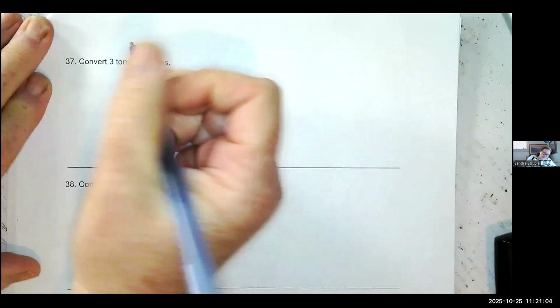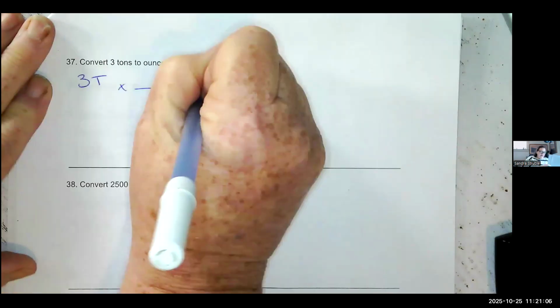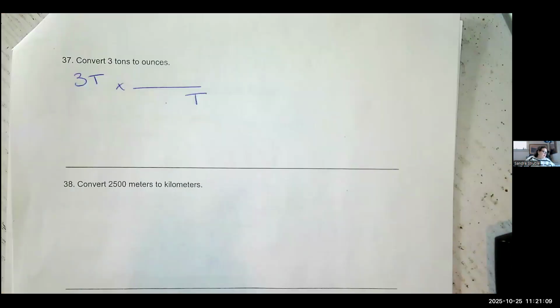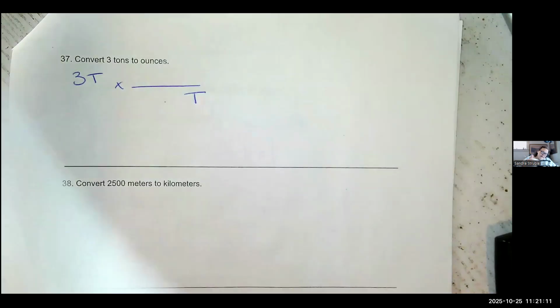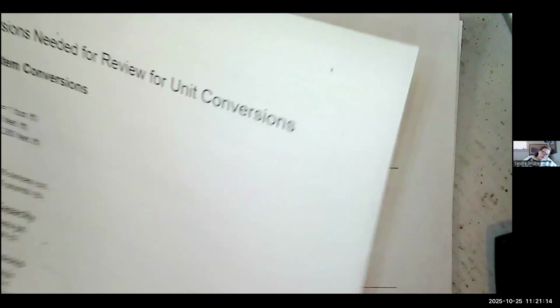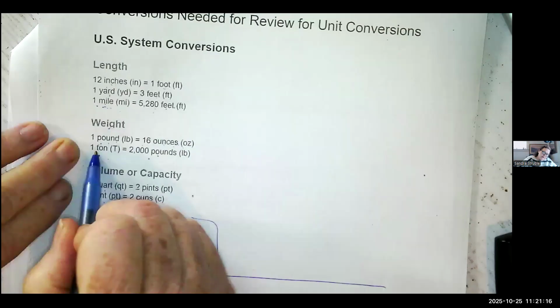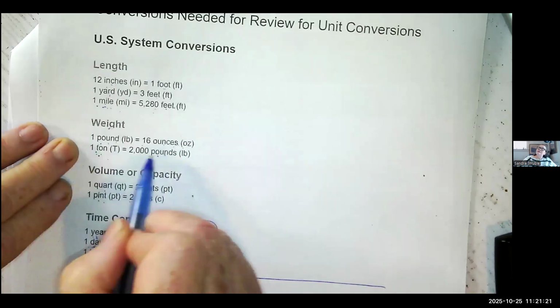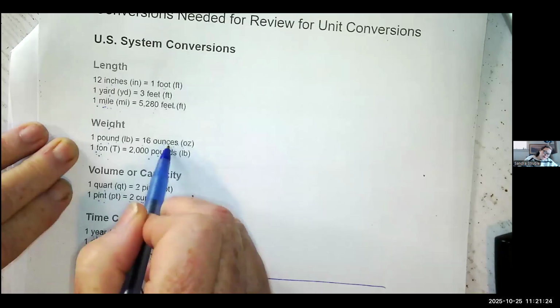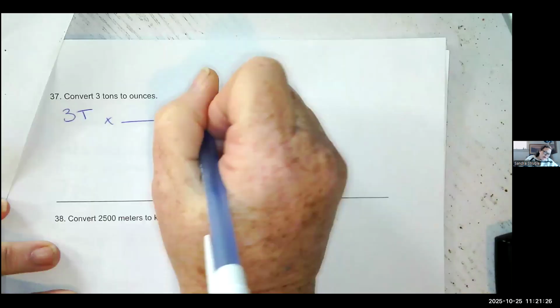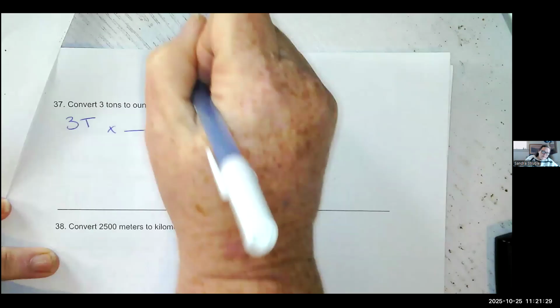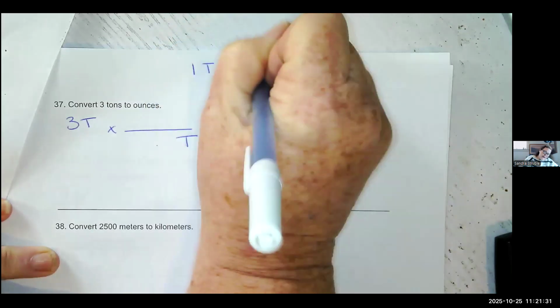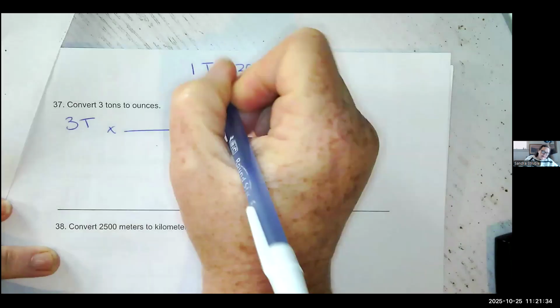37. Convert 3 tons to ounces. So let's start with 3 tons. That's what we're given. I don't want tons. What units do we have? And this is tons to ounces. That's American, I think, both of those. Tons, yep, there's tons right there. I have tons to pounds, but I don't have tons to ounces. So I'm going to have to go tons to pounds and then pounds to ounces. All right, so I'm going to write both of those conversions. 1 ton is 2,000 pounds, and 1 pound is equal to 16 ounces.